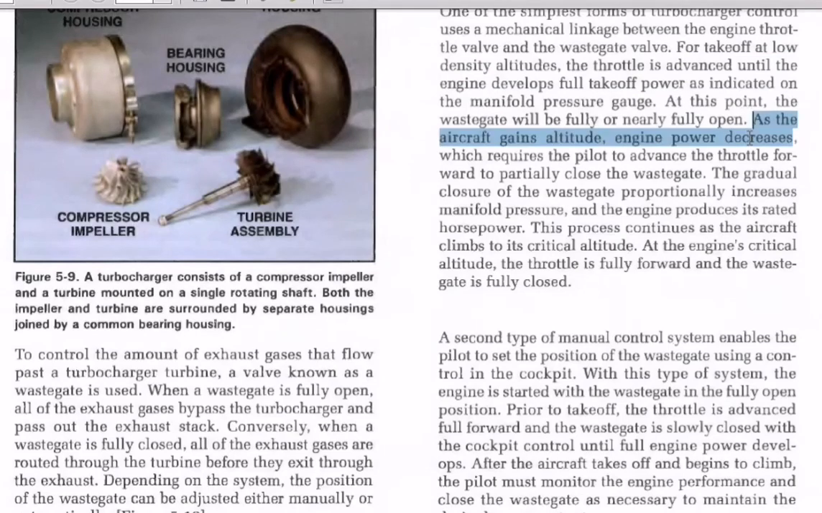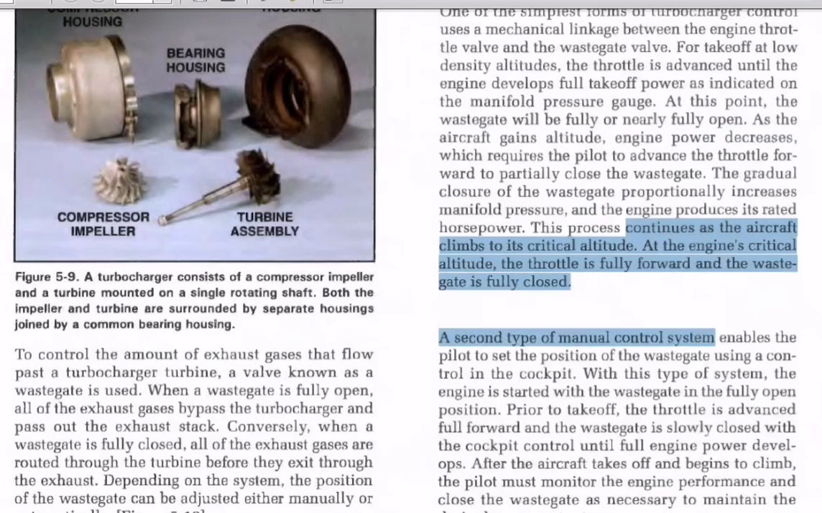But as the aircraft gains altitude, the power decreases, which requires the pilot to advance the throttle forward to partially close the wastegate. So the linkage for the wastegate will kick in when the throttle is pushed further forward. So, when it is pushed further forward, then you will have the wastegate actuated. The wastegate is closing. So when the wastegate is closing, more exhaust goes to the turbine.